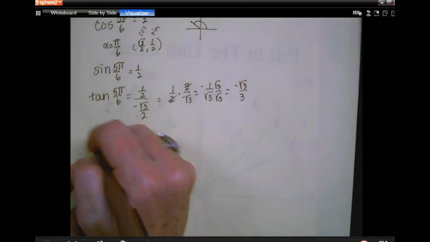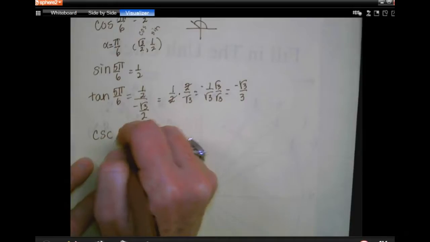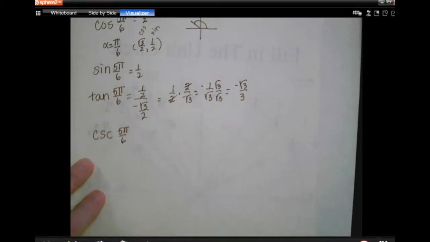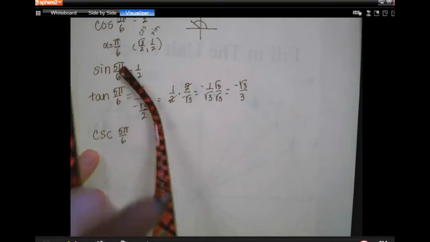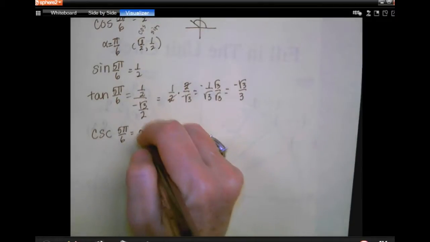Now, if I want the cosecant of 5 pi over 6, and I think this is where a lot of you just tuned out. So the cosecant goes with the sine, right? So it's the inverse of the sine. So I'm just going to flip what I got for the sine. So the 1/2 becomes 2.